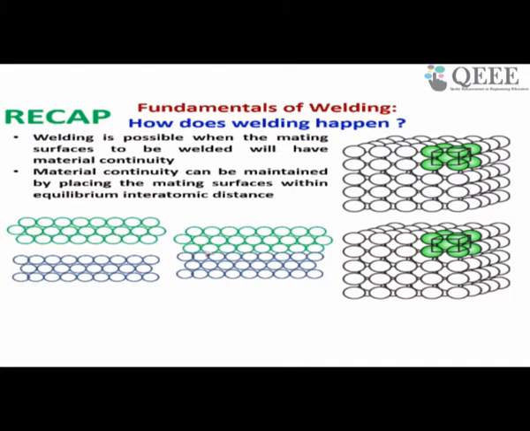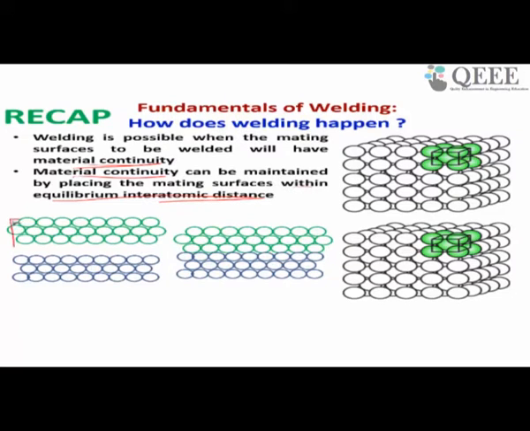So let us recap our welding. How does welding happen? We have already discussed this in our earlier class. We discussed that welding is possible when the mating surfaces to be welded have material continuity. In order to get material continuity, we have to place the mating surfaces within the equilibrium interatomic distance. It means if you can maintain the two atomic layers at the equilibrium interatomic distance, welding is possible. That's what we discussed.